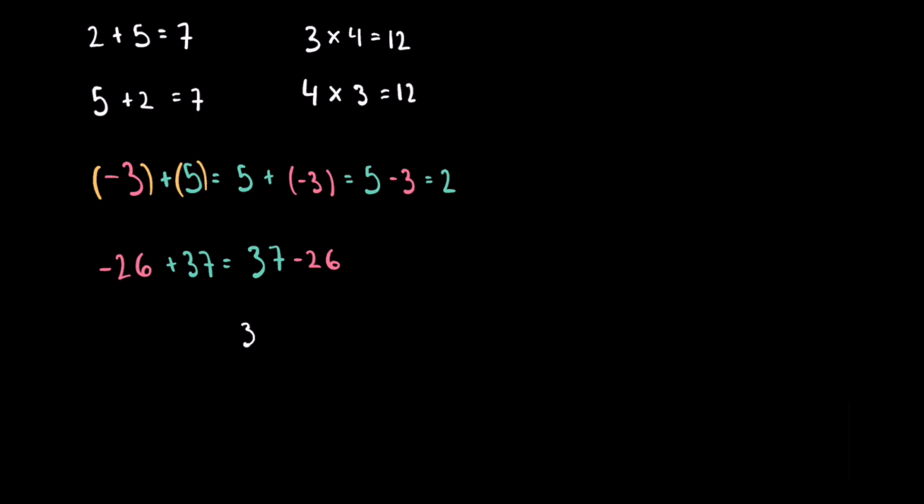We have 37 and then minus 26. And so 7 minus 6, that's 1. 3 minus 2, that's 1. And we get our final answer. This is equal to +11.